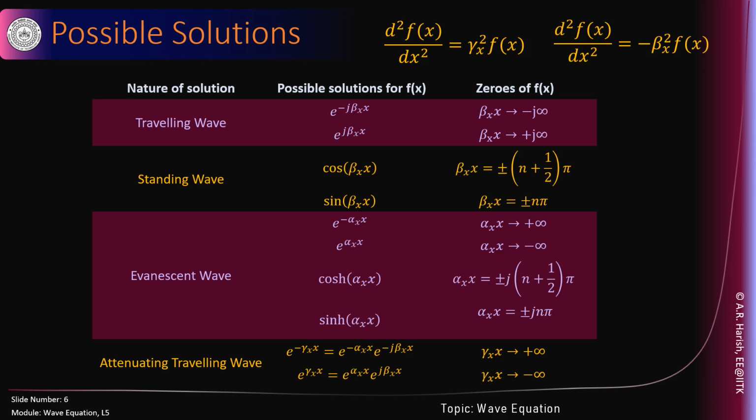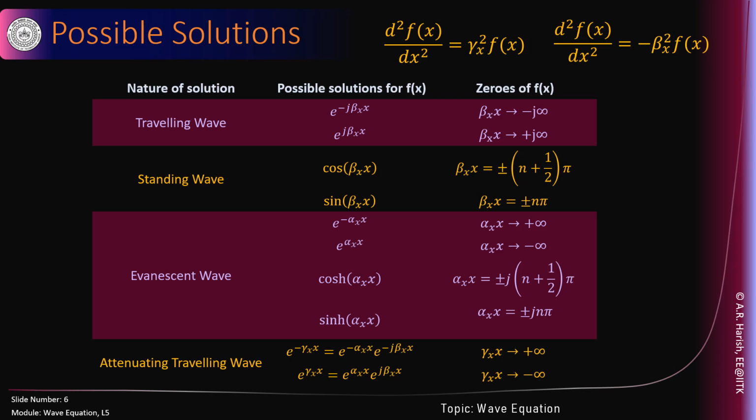Then we have another type of wave called an evanescent wave. This is one which decays very fast as the value of x changes. For example, e to the power of minus alpha x: when alpha x goes to infinity, the amplitude goes to 0. So as the value of x goes from 0 to infinity, the function value decays from 1 towards 0.